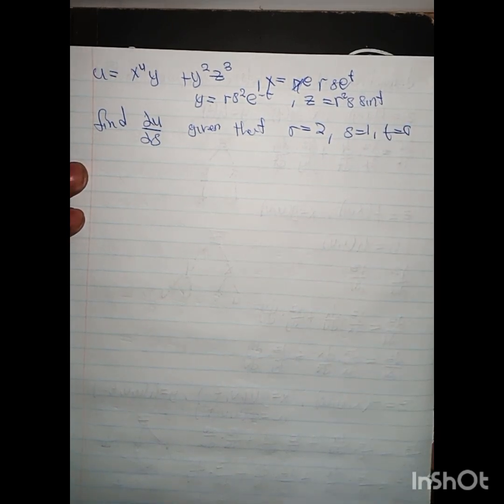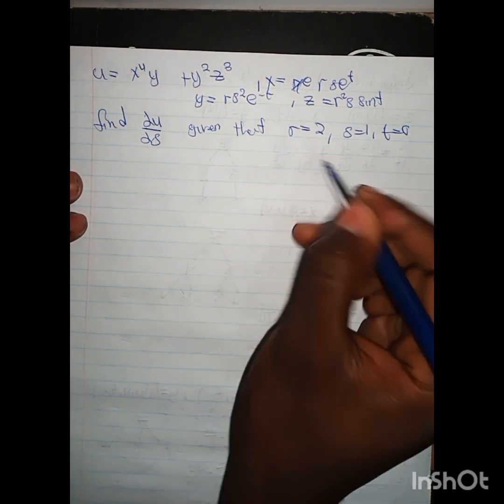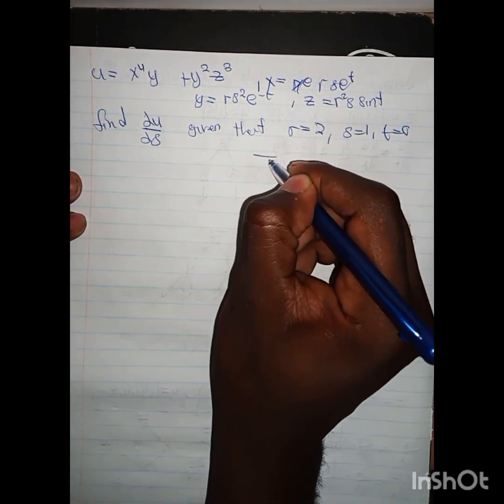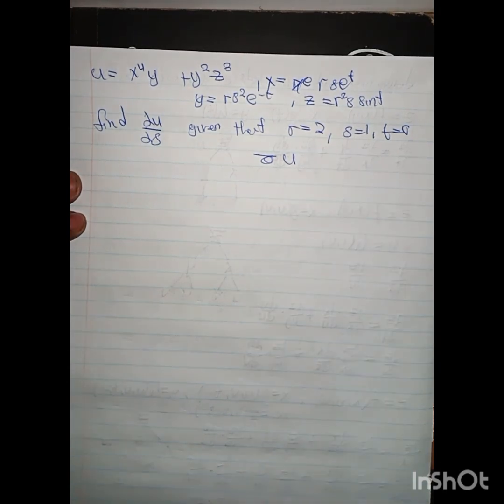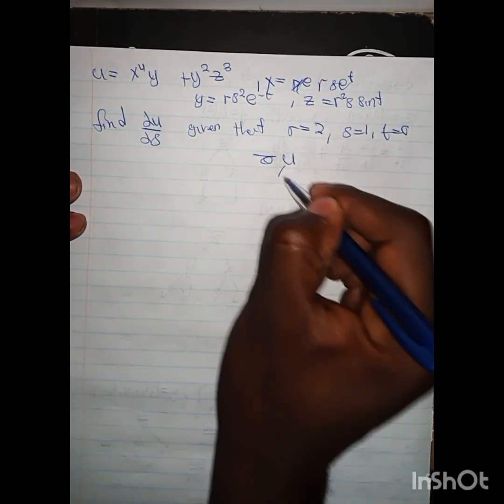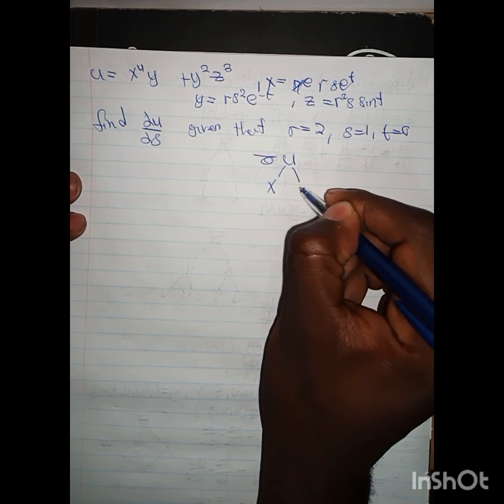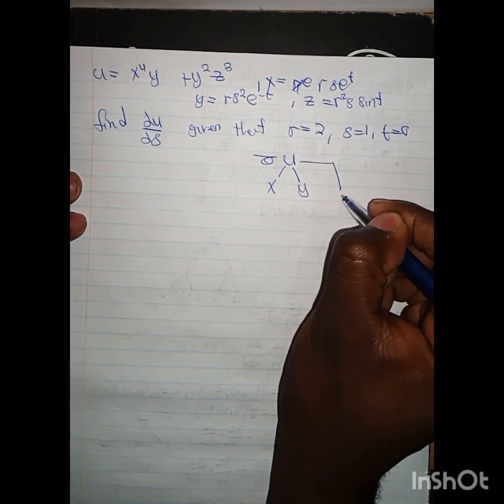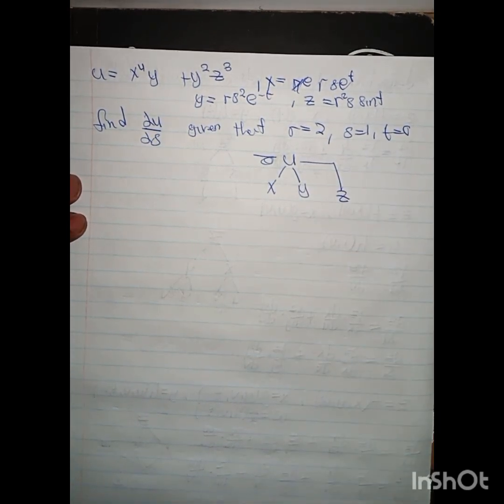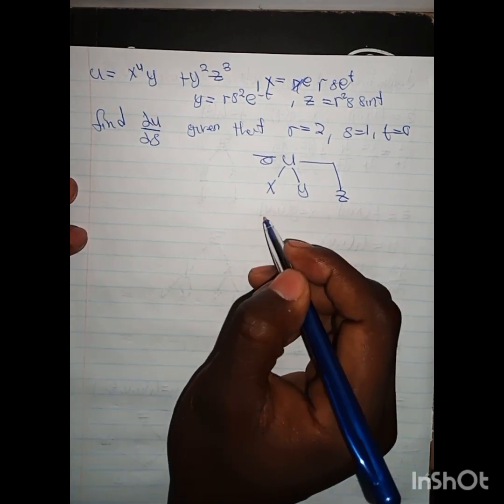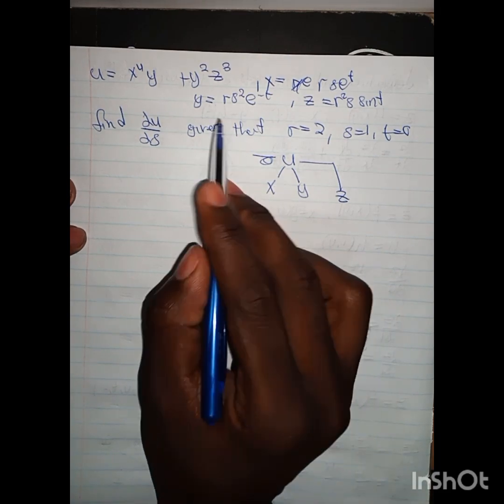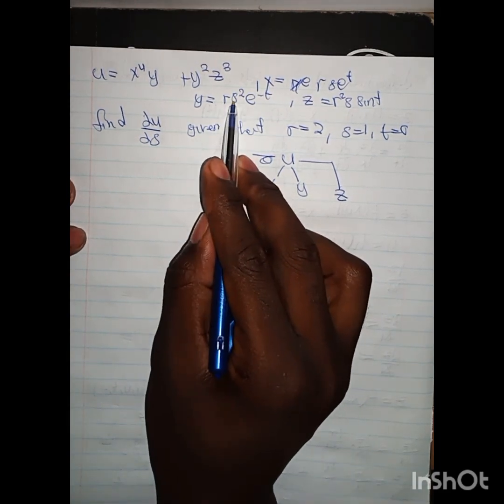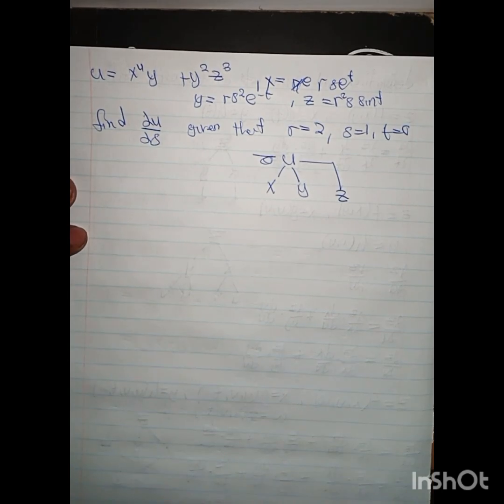So when we check here, we want to find du/ds, where u is the main function which is dependent on x, y, and z. Then we can draw the diagram. This is the diagram. u is the main function. It depends on x, on y, and it also depends on z. However, the subfunctions x, y, and z depend on r, s, and t, like that.